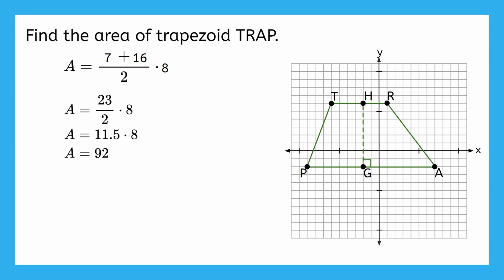Don't forget your label. Since we weren't given any specific measurement, we'll just say that the area of trapezoid TRAP is 92 square units. Let's do one more.